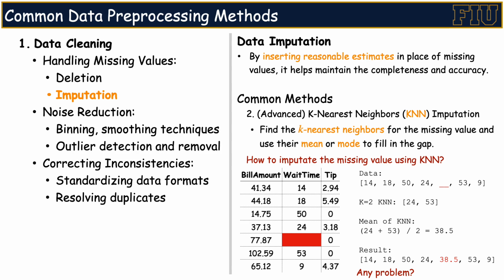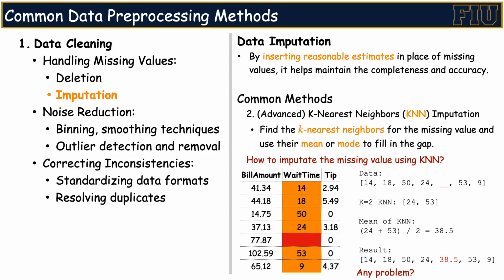The main problem is that it only considers the wait time feature and completely ignores the other features, like bill amount and tip, in a dataset with multiple features. Focusing only on the column with the missing value can result in inaccurate estimates, as it fails to account for the relationships between different features.